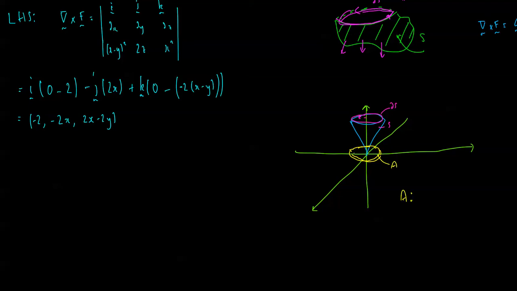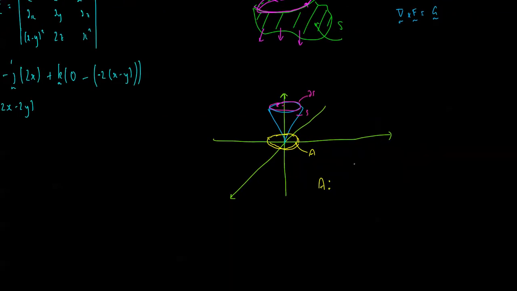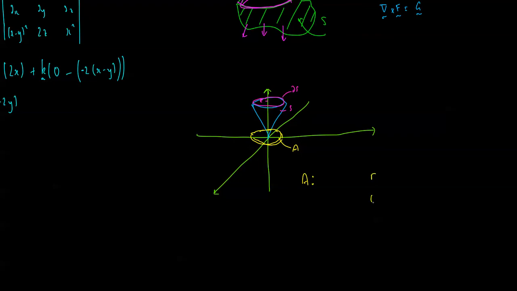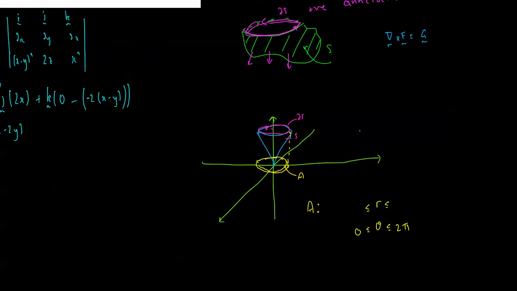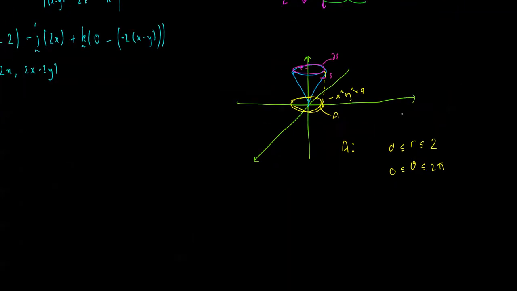So A is a circle. We're going to need polar coordinates, so we need to find limits on r and limits on theta. Theta is pretty easy. It's going all the way around from 0 to 2 pi. However, r, what's the maximum it goes out? That's going to be when z is equal to 2. When z is equal to 2, I have 4 is equal to x squared plus y squared. So that's the circle, x squared plus y squared is equal to 4. So r is going to go from 0 to 2.